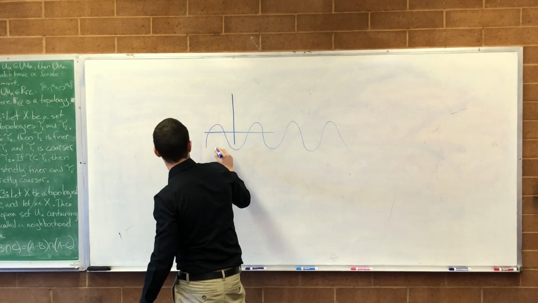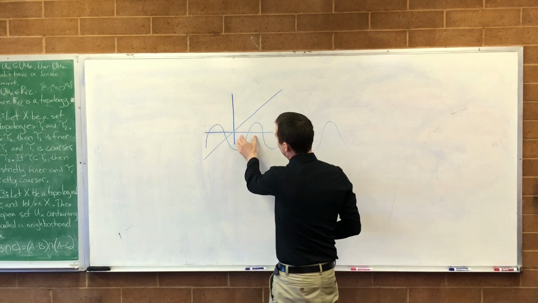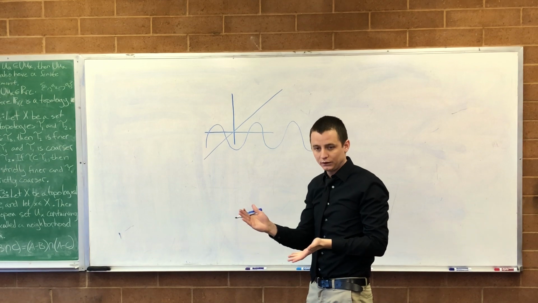Another function that's uniformly continuous is just any line. Pick an interval, the line always grows by the same amount on that interval, so you can limit how much it grows on a specific interval.